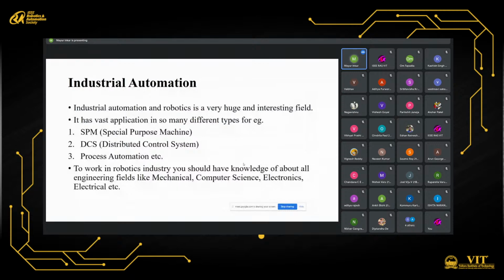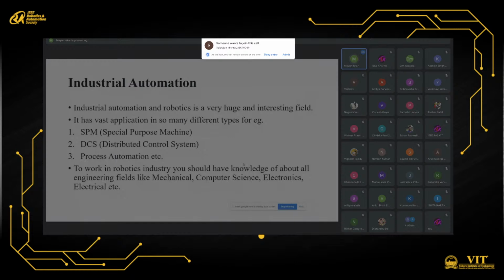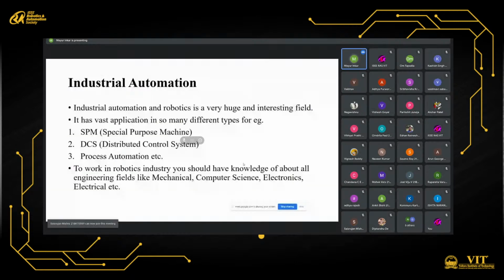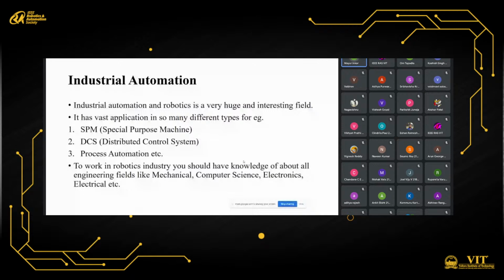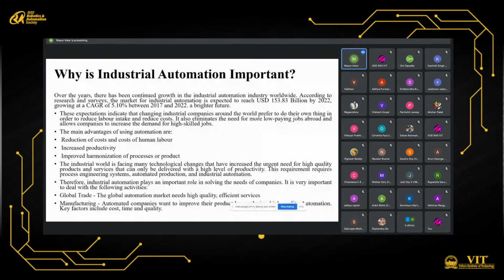To work in the robotics industry, as all of us know, it needs huge knowledge: mechanical, computer science, electronics, electrical, everything. You should know the basics of every engineering, so you can get into the robotics and automation industry. So why is industrial automation important today? Over the years, there has been continued growth in the industrial automation industry worldwide. According to research and surveys, the market for industrial automation is expected to reach USD 153.83 billion by 2022. This is just an overview of the expectations, that this industry is going to grow up to $153.83 billion this year.